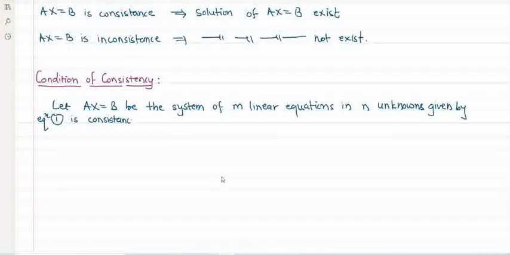Is consistent if the rank of matrix A, you know how to find the rank of matrix A by using echelon form, and the rank of the augmented matrix AB. If these two ranks are equal, in that case, we can say the given system of equations are consistent.